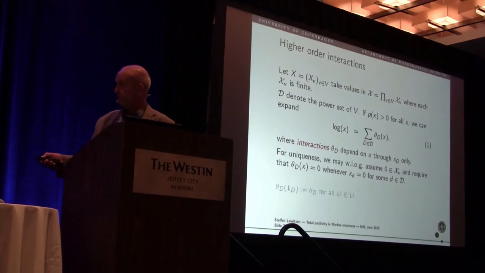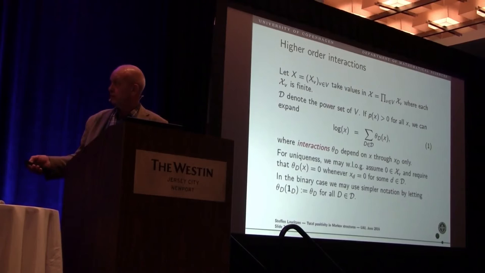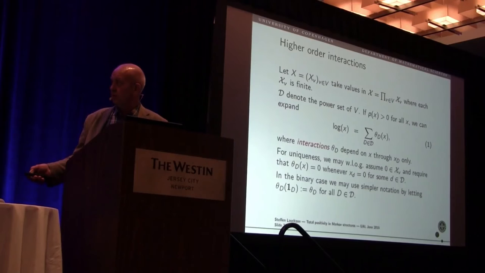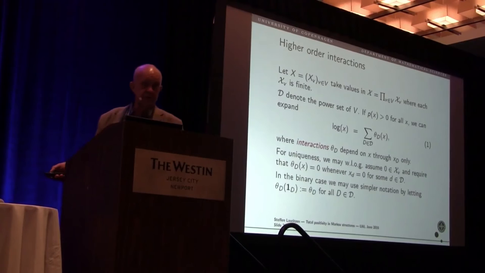In the binary case, you don't need x there, because every time everything is one, you call it one, and every time everything is zero, and if there's a zero there, you just have a zero. So you just write theta t is simply this theta t of one t. So the binary case comes to something simple, but the multi-state case is the general expression.